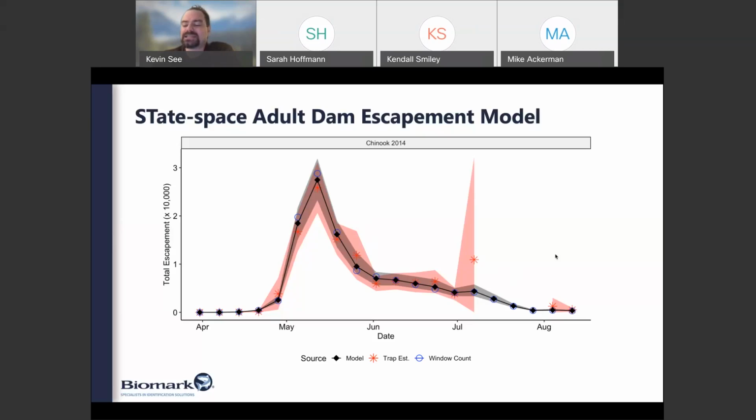The state space nature of this model handles that missing data, no problem. And you can see the model estimates continue through that time period, and it's using whatever estimates it was able to glean beforehand in terms of the window observer error and so forth to continue the time series of estimates.